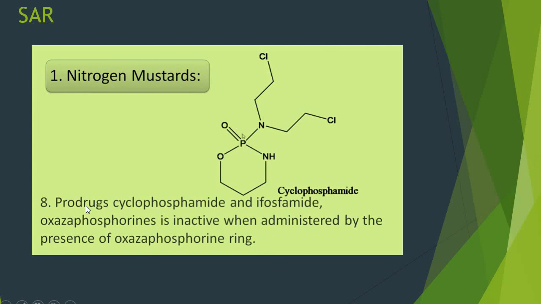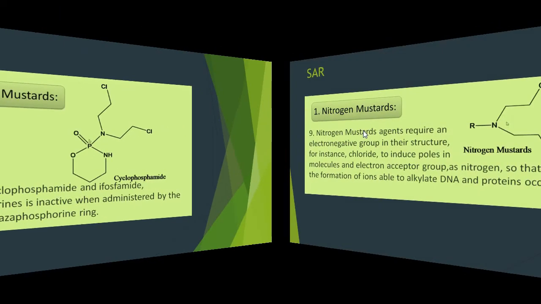The next important point is that cyclophosphamide and ifosfamide are prodrugs because of this oxazaphosphorine ring. Ox, aza means nitrogen, and phosphorine. Because of this ring, cyclophosphamide and ifosfamide are present in the form of prodrugs. They become active in the body.